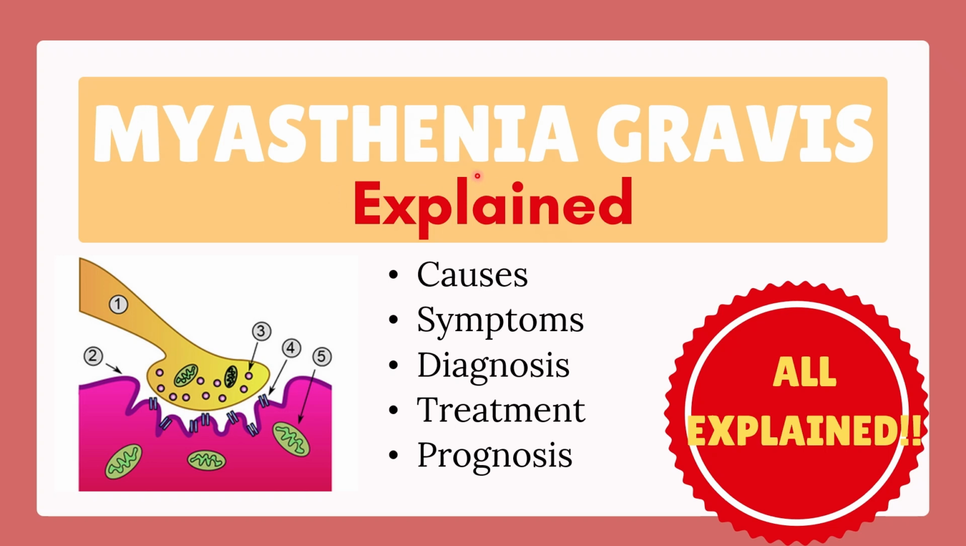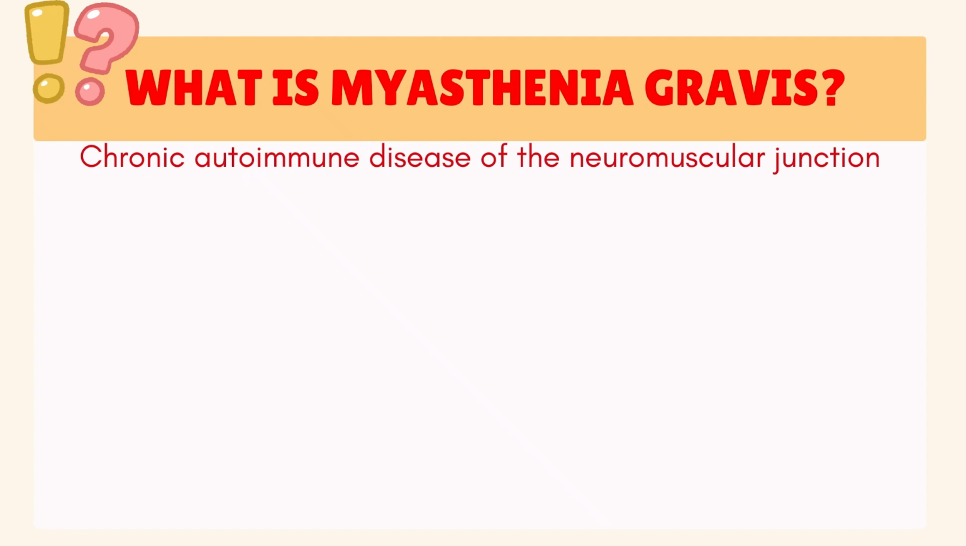Today we are covering myasthenia gravis, an autoimmune condition that disrupts the way nerves communicate with muscles. By the end of this video, you'll understand what causes it, how it presents, how it is diagnosed, and how it is treated. So what is myasthenia gravis? It's a chronic autoimmune disease of the neuromuscular junction.